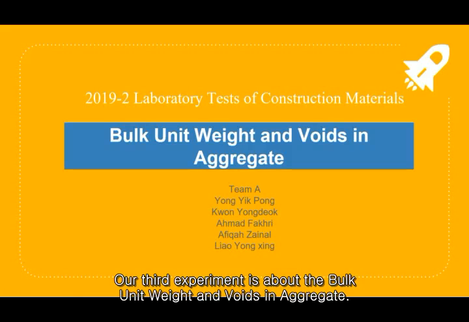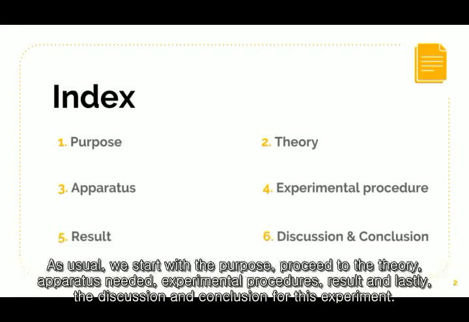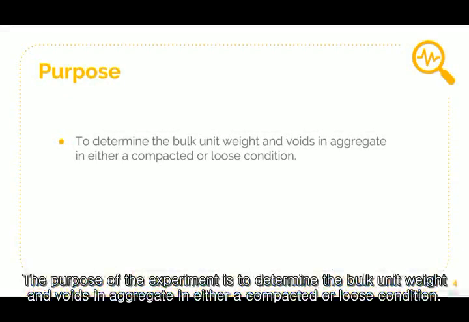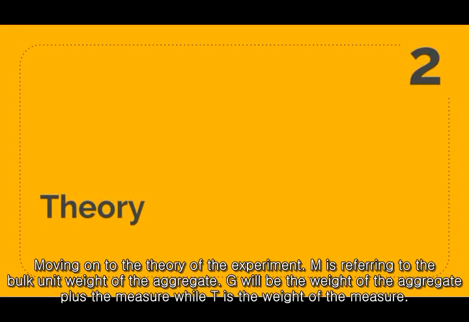Our third experiment is about the bulk unit weight and voids in aggregate. As usual, we start with the purpose, proceed to the theory, apparatus needed, experimental procedures, results, and lastly the discussion and conclusion for this experiment. The purpose of the experiment is to determine the bulk unit weight and voids in aggregate in either a compact or loose condition. Moving on to the theory of the experiment.